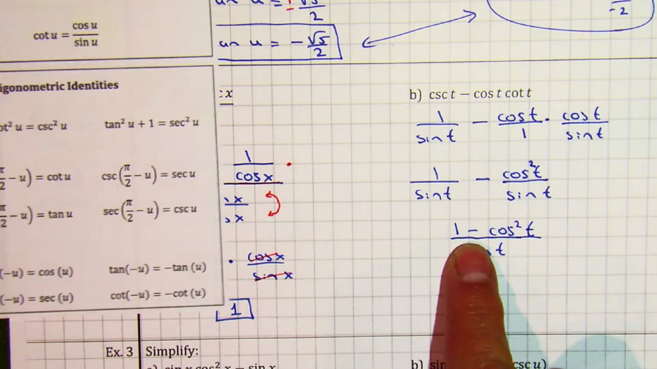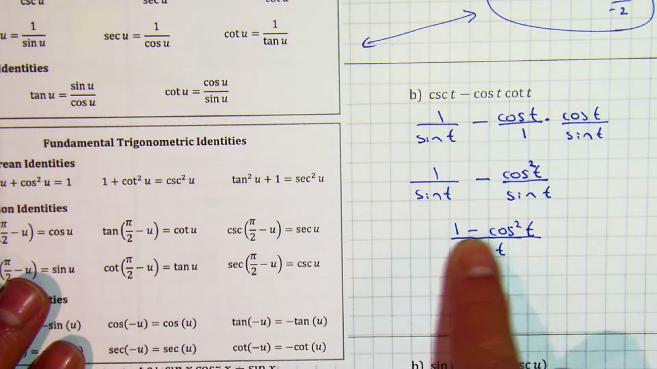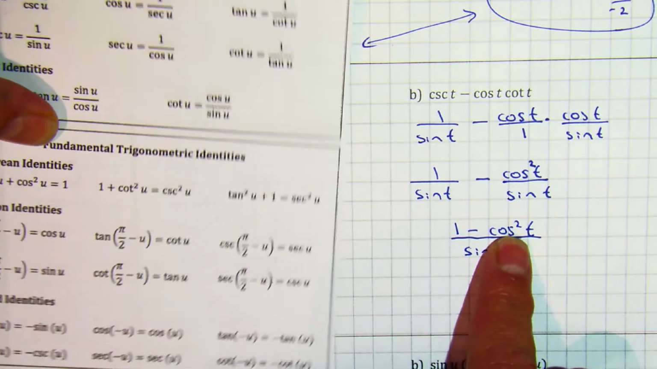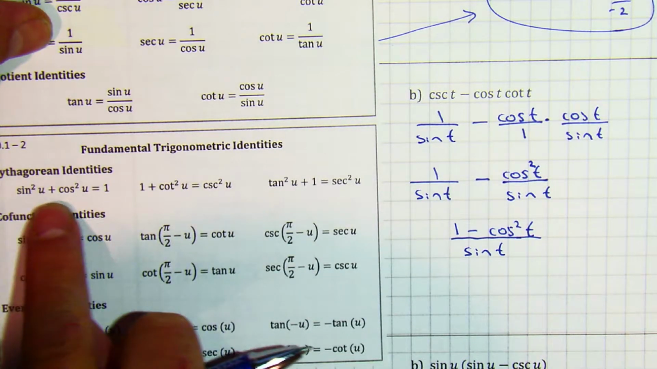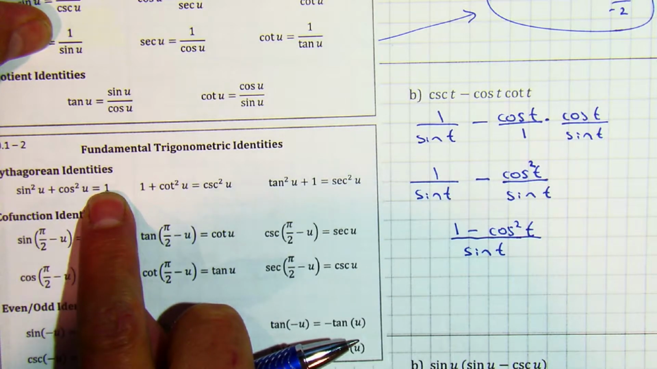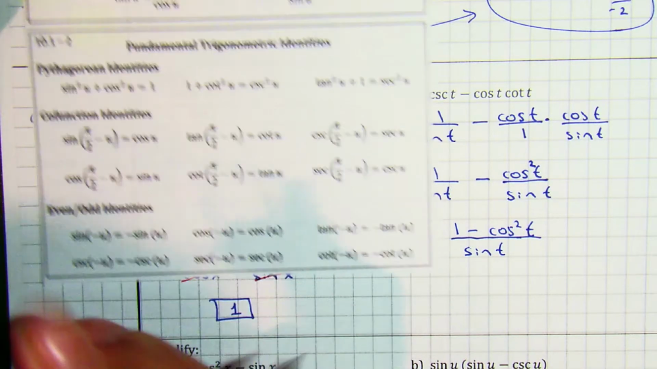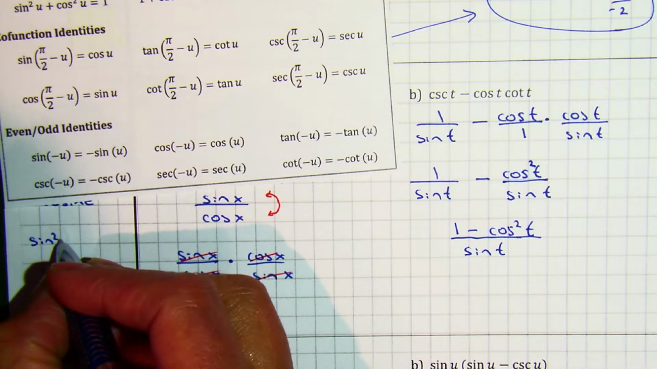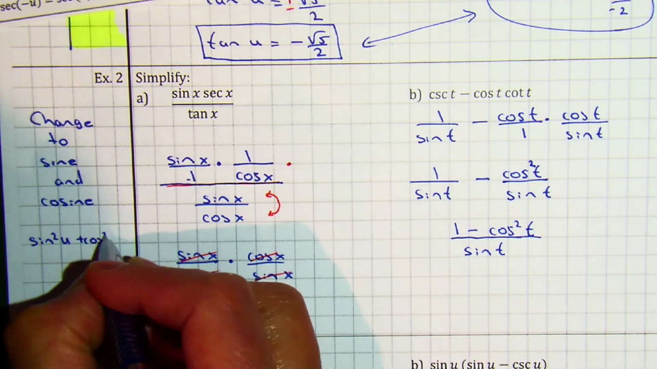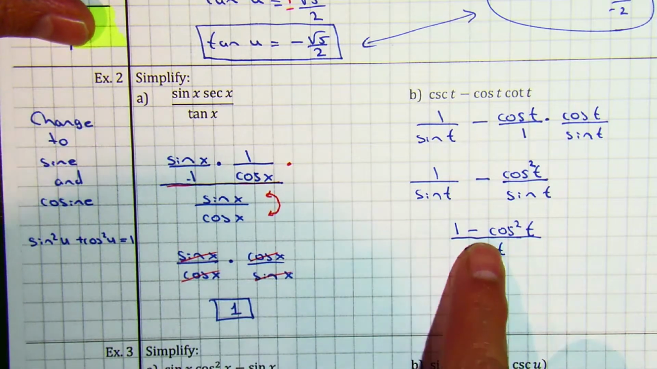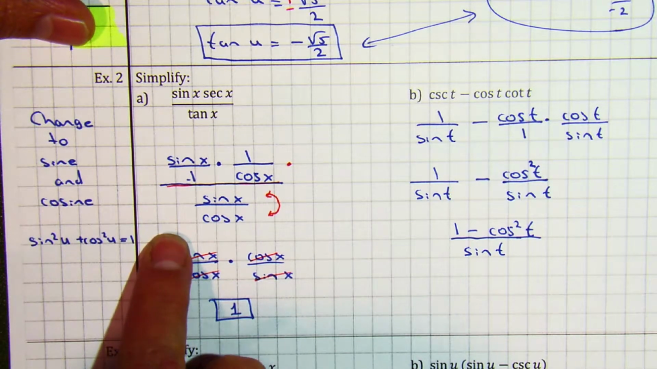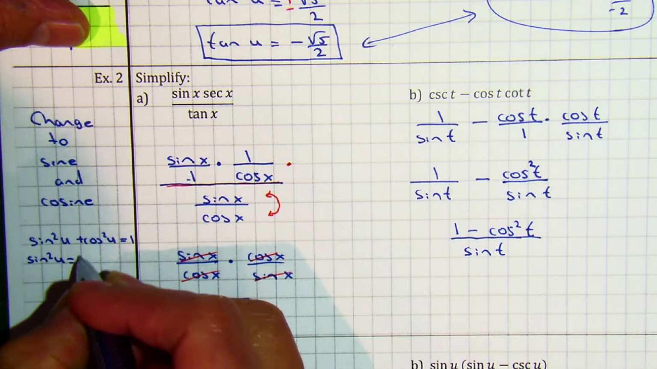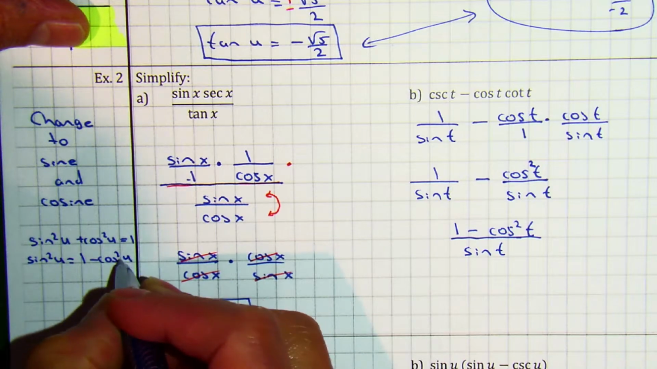Now, every time you see a cosine squared and a 1, or a tangent and a 1, secant and a 1, sometimes every time you see something squared, that should direct you to your Pythagorean identities. So I'm going to use this one here. We have sine squared of u plus cosine squared of u equal to 1. I'm going to move the cosine to the right, becomes a negative. So therefore, sine squared of u is equal to 1 minus cosine squared of u.